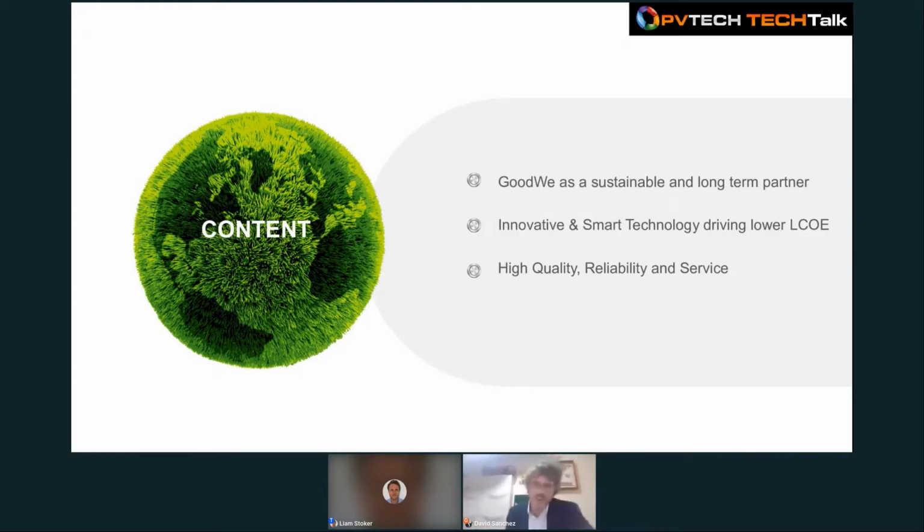So the contents today will be, first off, we will start with a small introduction about GOODWE as a company. Then later we will move forward to the technology, to the innovation, to the real thing. And finally, we will discuss a bit about high quality, reliability, and service, which is basically part of the DNA of our company, of GOODWE.